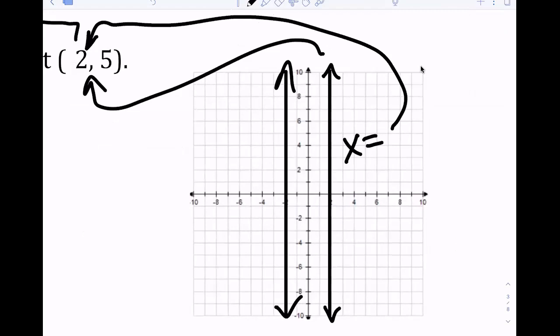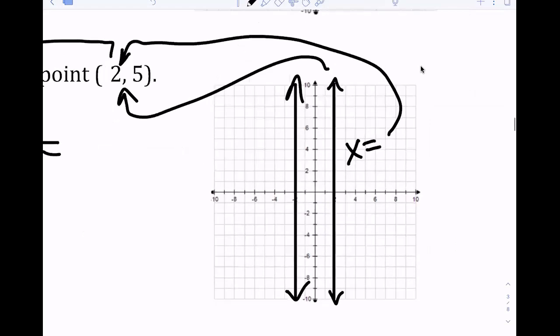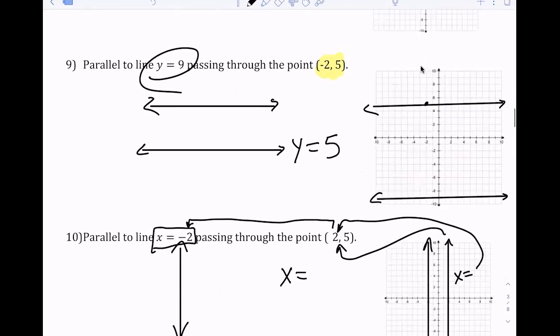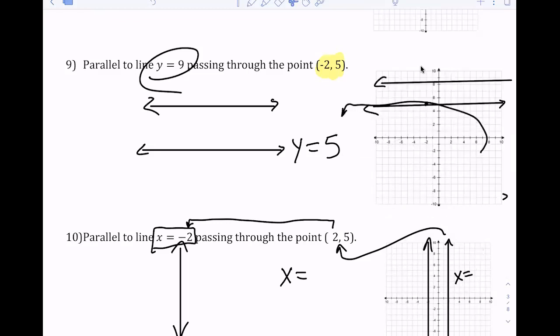Horizontal. Right? Anytime you want to draw something parallel to a horizontal, it's going to be another horizontal. All right? Good job. But back on number 9, wouldn't it be positive 9 because it says y equals 9? Wouldn't that be a positive 9 or a negative 9? Okay. Yeah, that's fine.